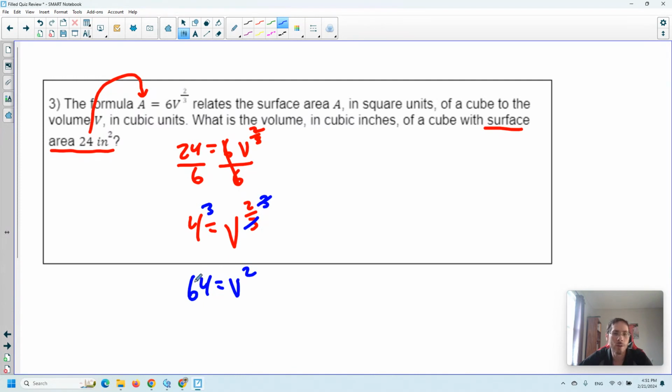And again, if you want, you could throw this into a calculator to just guess and check. You could use logic to think, okay, what squared is 64? Or if you want, you could think, oh, okay, I can square root both sides to get 8 equals v. So that's our answer. So there we go. So that's what we got for number 3.